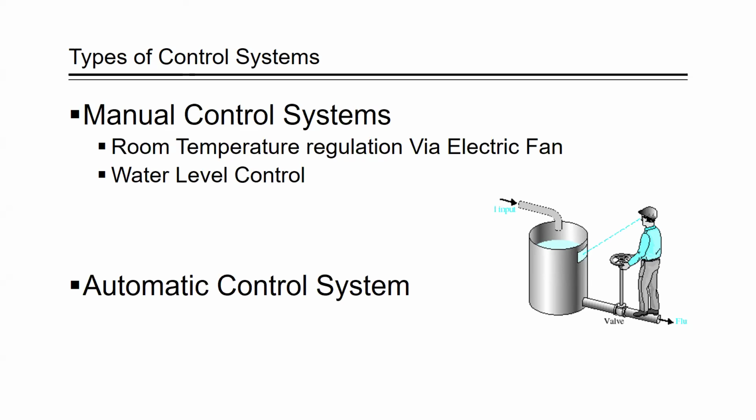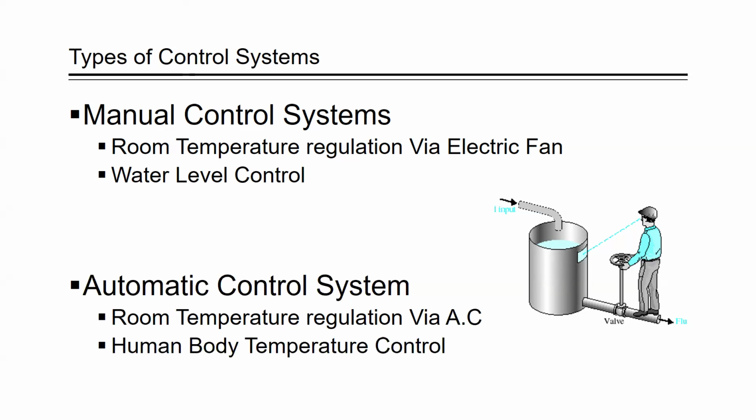Then you have automatic control systems where you don't need human intervention or an operator. It works automatically. So think of temperature regulation now, but instead of using a fan, you think of air conditioners, AC systems. They have a temperature regulation based on the outdoor temperature. They can regulate what is happening within that environment. And then you have the human body also that regulates its temperature automatically. So even though it's a natural control system, it's also an automatic control system.